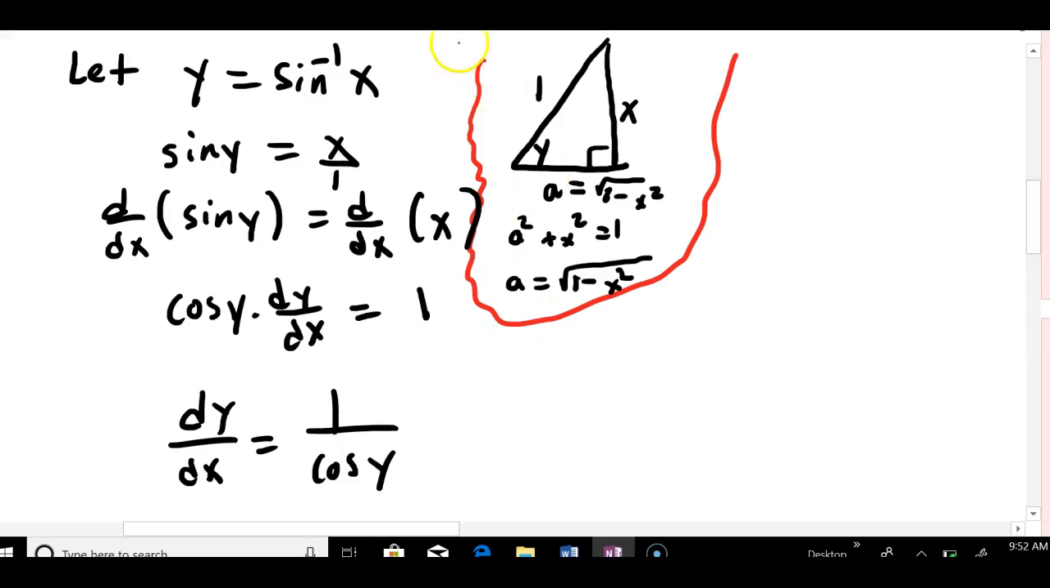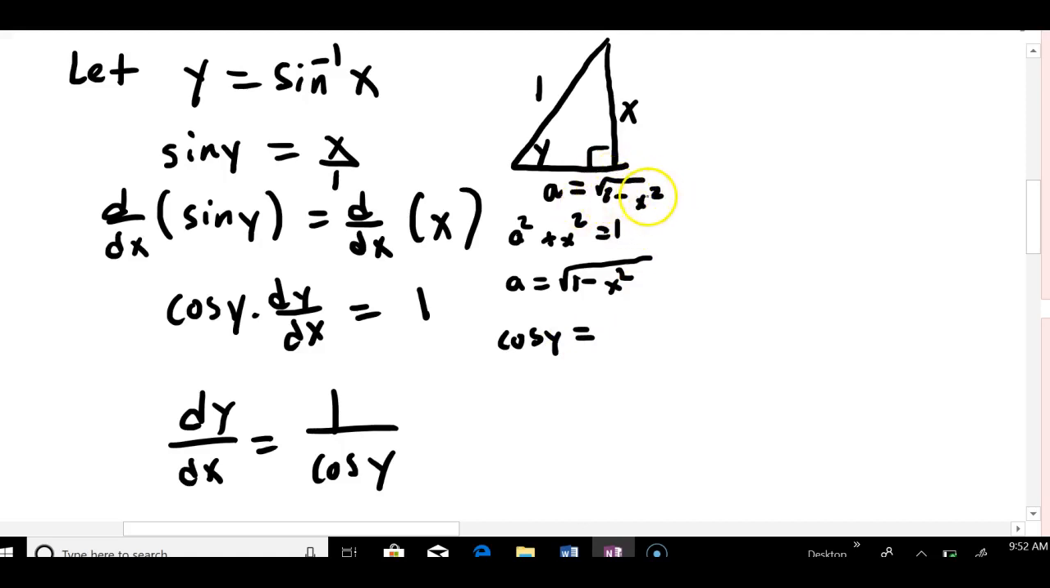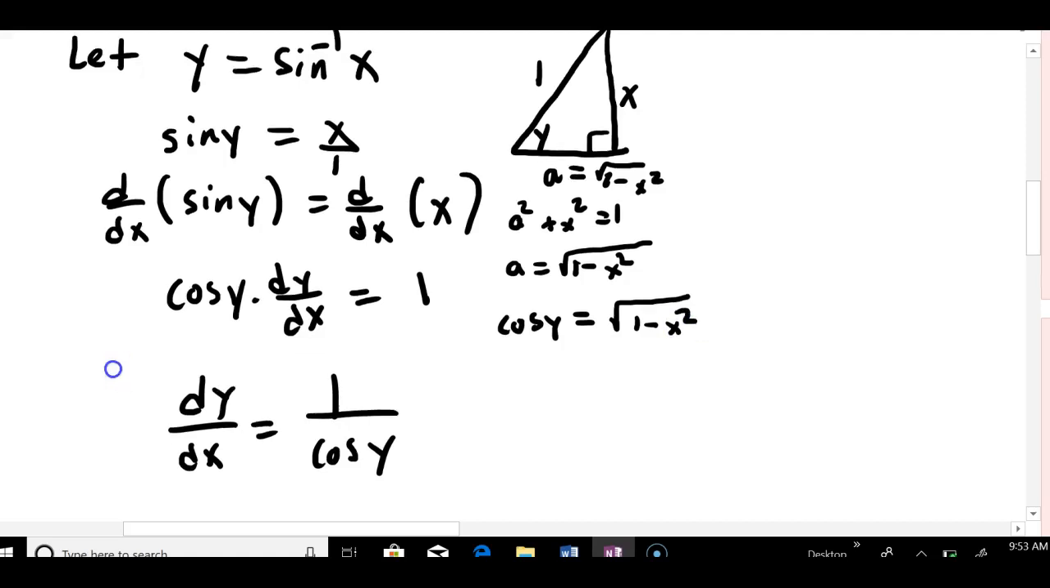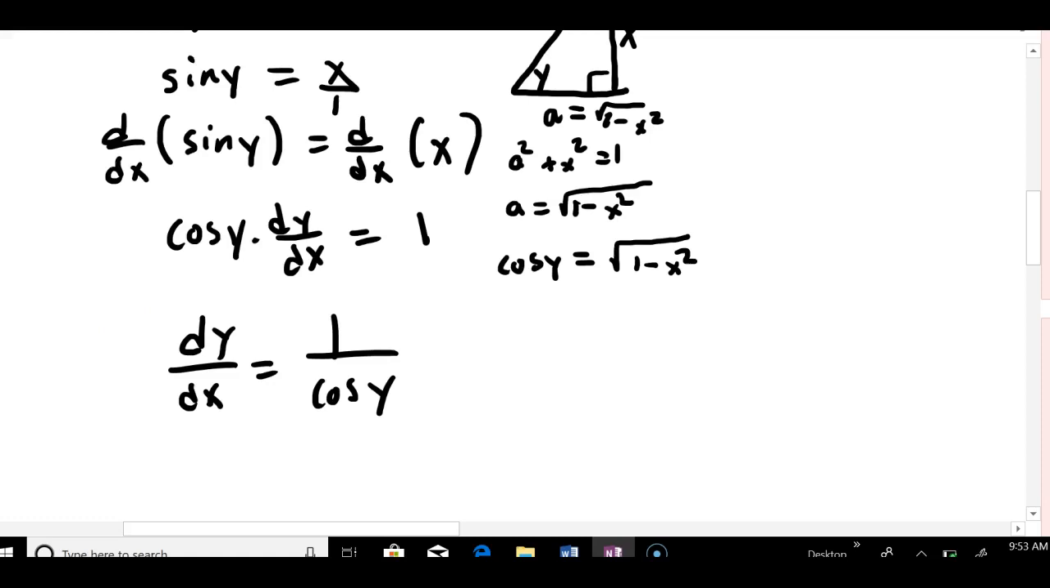So therefore, what is the cosine then of that angle? So the cosine of y would equal adjacent, which is square root of 1 minus x squared over 1, right? So therefore, the cosine of y is the square root of 1 minus x squared. Then I can just come back to my problem, replace cosine y with that. So I get that dy dx is 1 over the square root of 1 minus x squared.